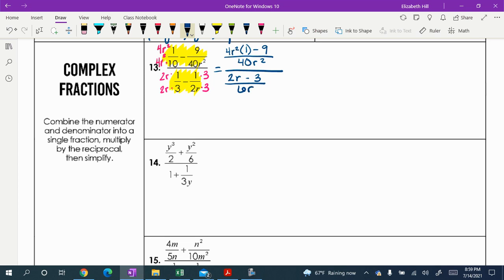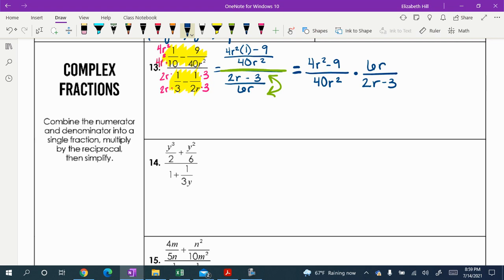All right, so now once you've got that part simplified, remember that really we're dividing here. Fractions are divisions. You have a quotient. So this idea, the fact that we are dividing here, remember that when we divide by a fraction, it's the same thing as multiplying by the reciprocal. So I'm going to rewrite this now as 4r squared minus 9 over 40r squared, multiplied by 6r over 2r minus 3.